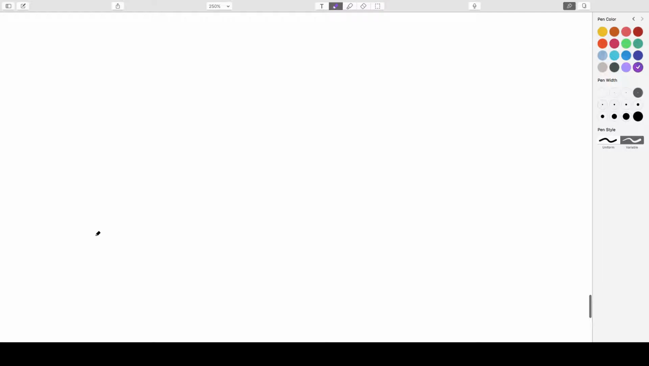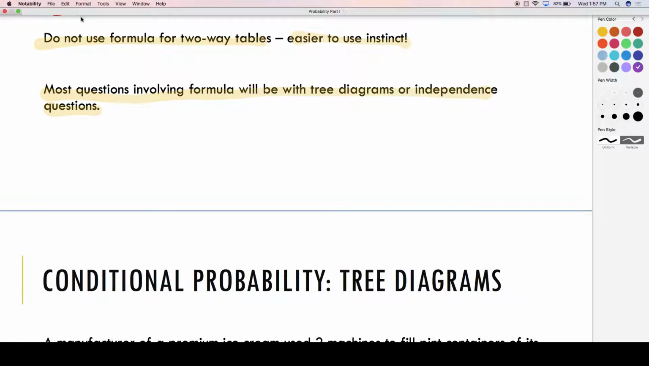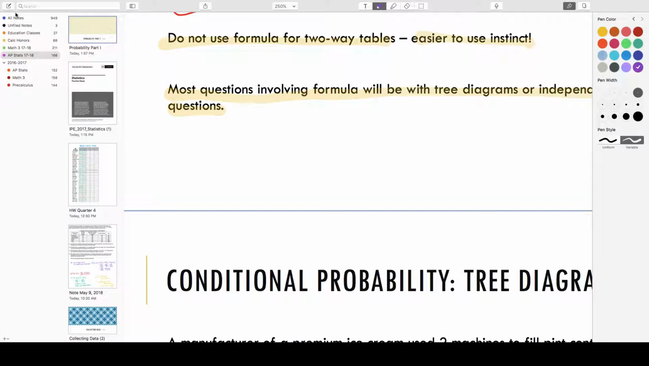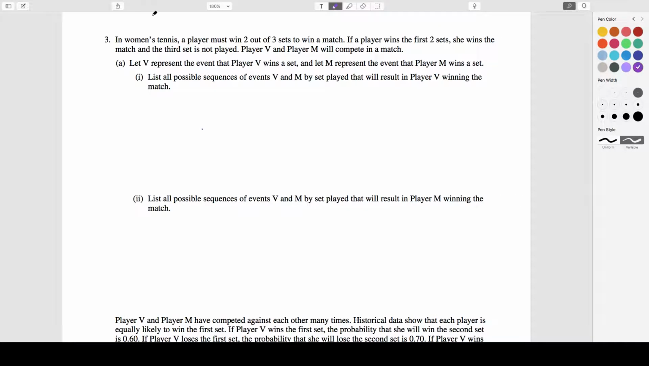I think we're done with our slideshow. Yay! Can we look at the tennis one? Do y'all have the ability or the drive to look at the tennis one? Remember this one? Yeah. Okay.